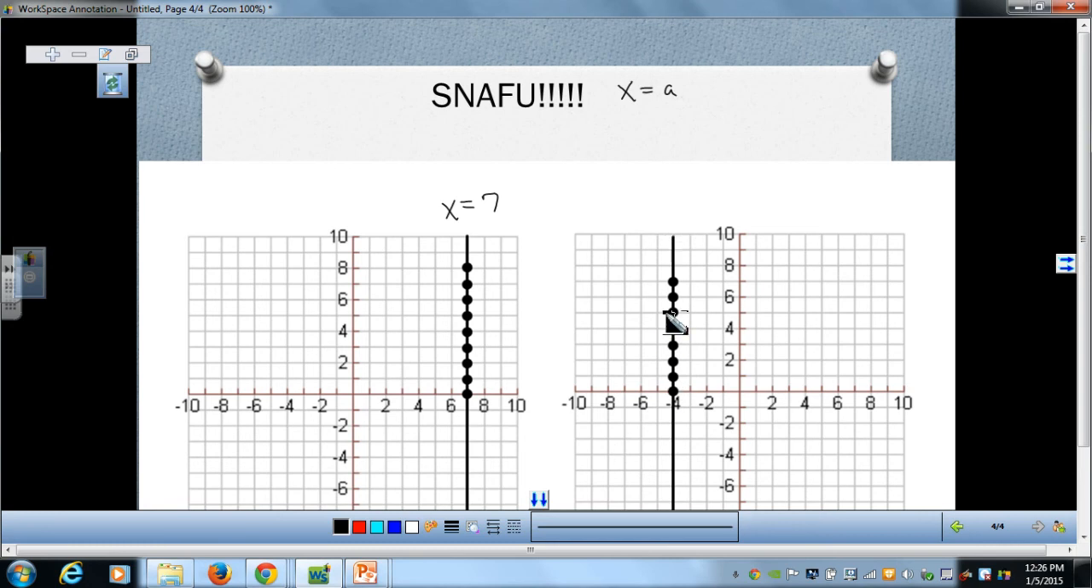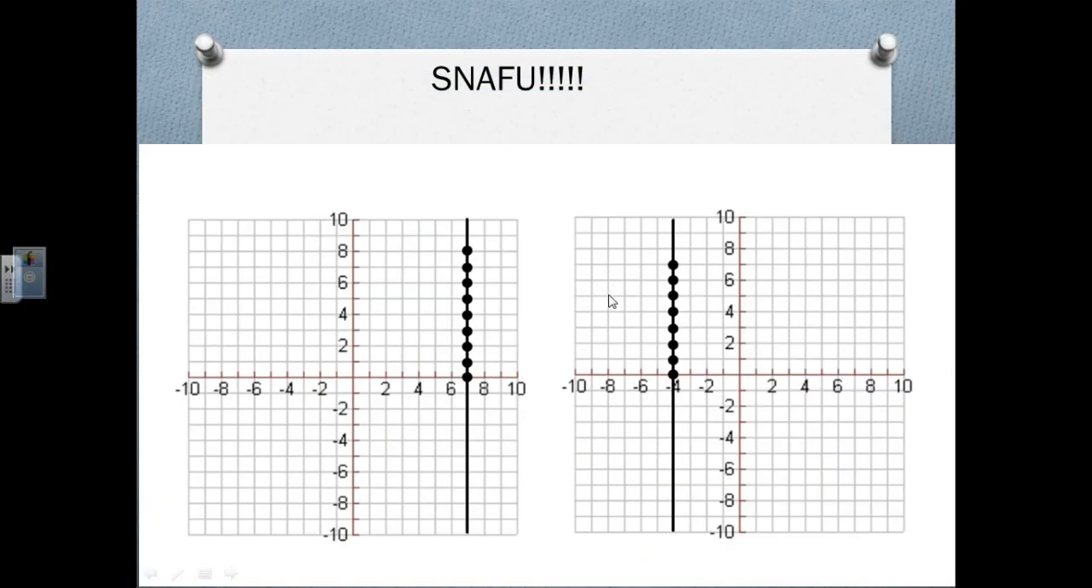Notice here that the x coordinate of every point on this line is negative 4. Therefore, our equation is x equals negative 4. So these are very simple and quick as long as we remember the form of a vertical line.